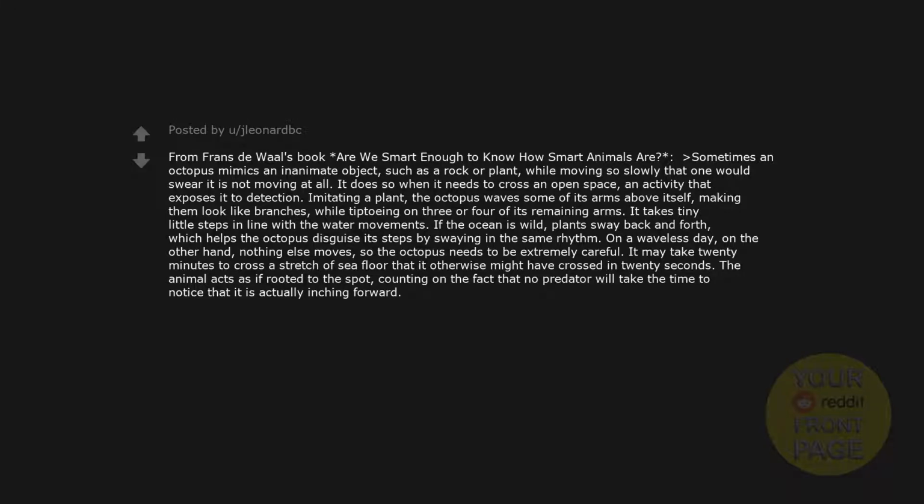From Frans de Waal's book, "Are We Smart Enough to Know How Smart Animals Are?": Sometimes an octopus mimics an inanimate object, such as a rock or plant, while moving so slowly that one would swear it is not moving at all. It does so when it needs to cross an open space, an activity that exposes it to detection. Imitating a plant, the octopus waves some of its arms above itself, making them look like branches, while tiptoeing on three or four of its remaining arms.